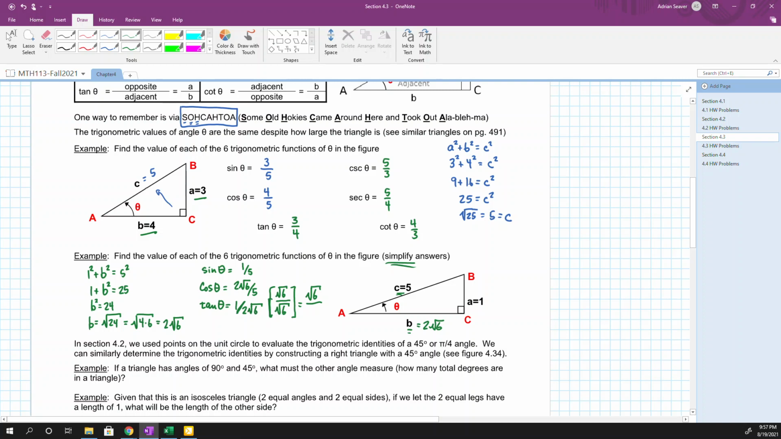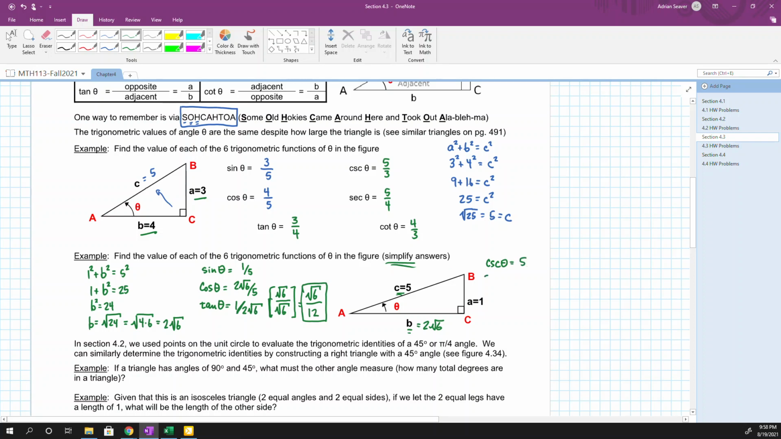So I'm going to have 6 times 2, which is 12. So that should be your tangent in this case, square root of 6 over 12. Okay, so let's move on. We'll come back to these answers. Let's look over here at our cosecant of theta. Again, we're going to flip signs, so it would just be 5 over 1.